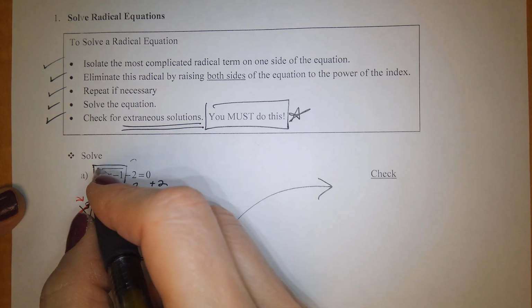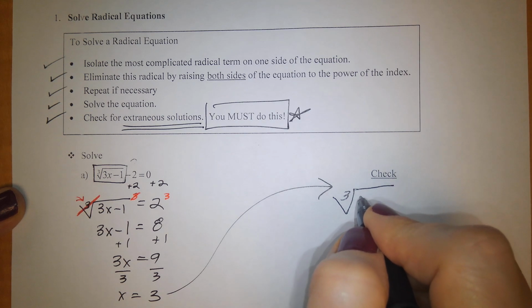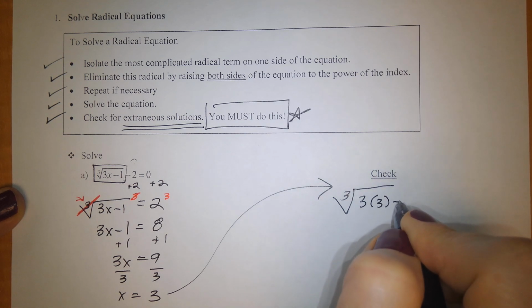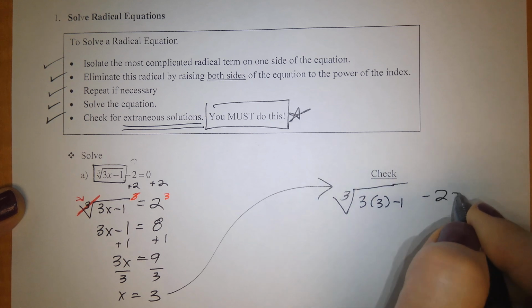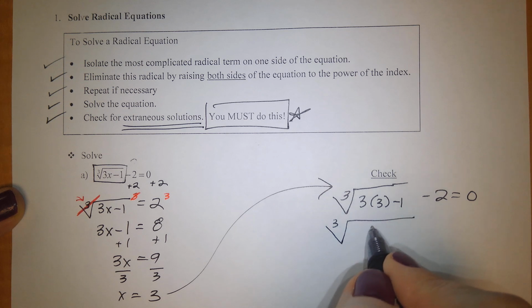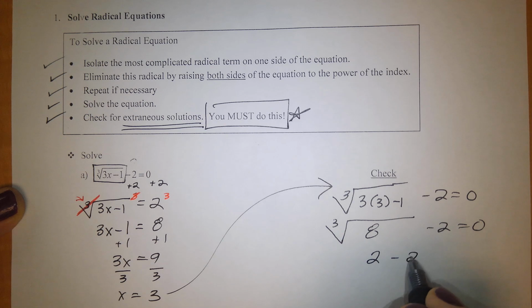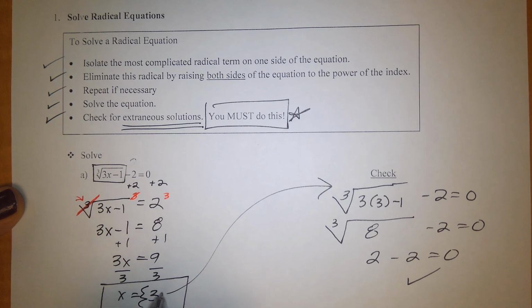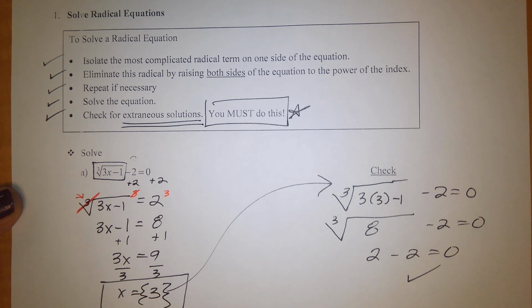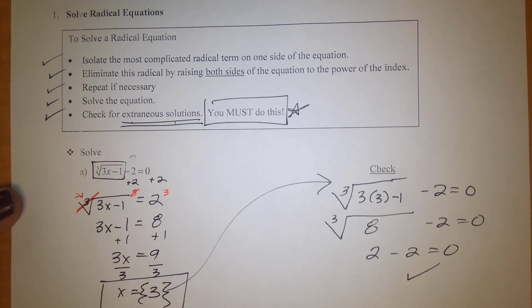So we're going to put this back up into the original. We're going to check to see whether the cubed root of 3 times 3 minus 1, minus 2 is in fact 0. So cubed root of 9 minus 1, cubed root of 8 is 2, and in fact 2 minus 2 is in fact 0. So this is the answer. 3 is the only solution. There are no extraneous solutions.